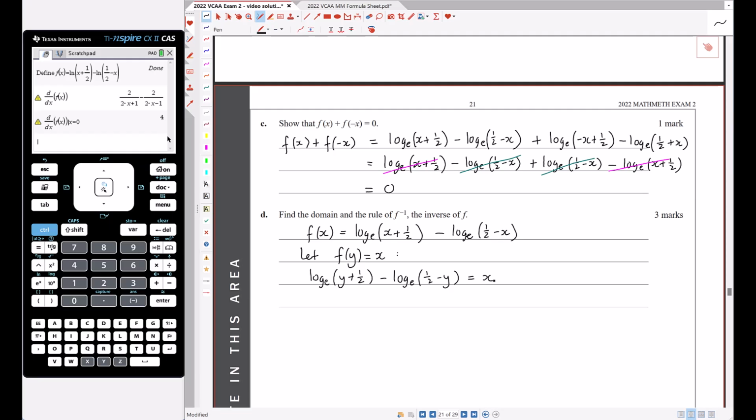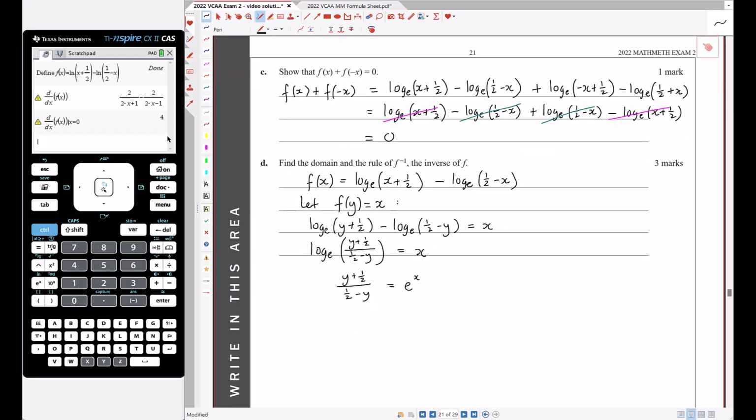Now, to rearrange this and get those y's out of the logs, I'm going to need a single log. So I'm going to use my log laws. So when I subtract logs, it's because I'm dividing. And so that's going to equal x. And so now we get that y plus a half over half minus y equals e to the x. Okay, so now we're getting there.